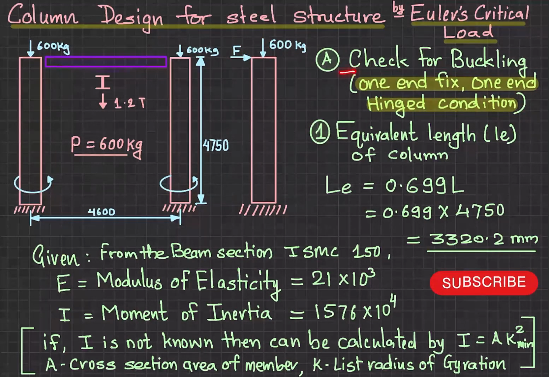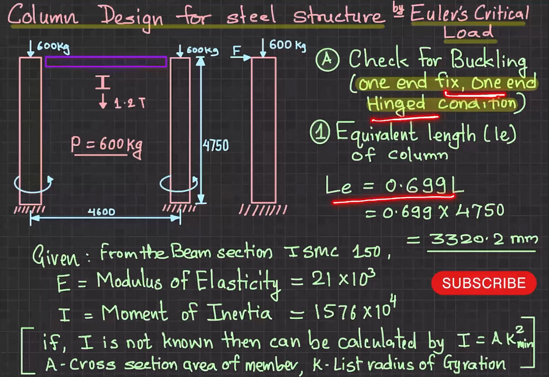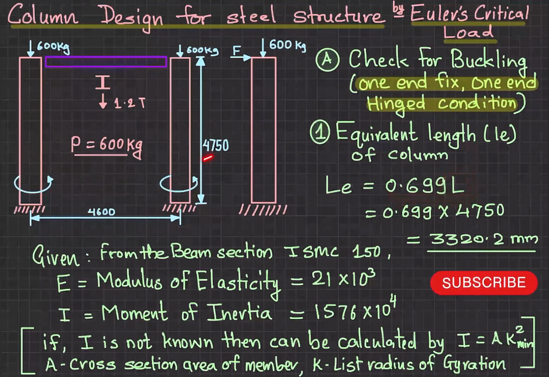The column condition is one end fixed and one end hinged. Here we will find an equivalent length of the column. The equivalent length of a column which has one end fixed and another hinged is 0.699 into L, where L is nothing but the length of the column. So the value comes to 3320.2 millimeter as the effective length.